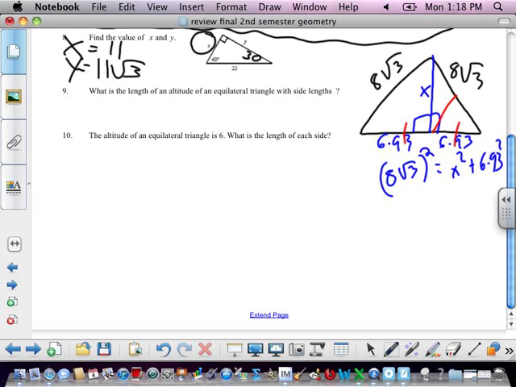So I'm going to take 6.93 and I'm going to square it, which gives me 48.02. And I'm going to take 8 square root 3 and square it. It gives me 192. I'm going to take 192 minus 48.02, and I get 143.98 equals x squared. And then I'm going to square root both sides.